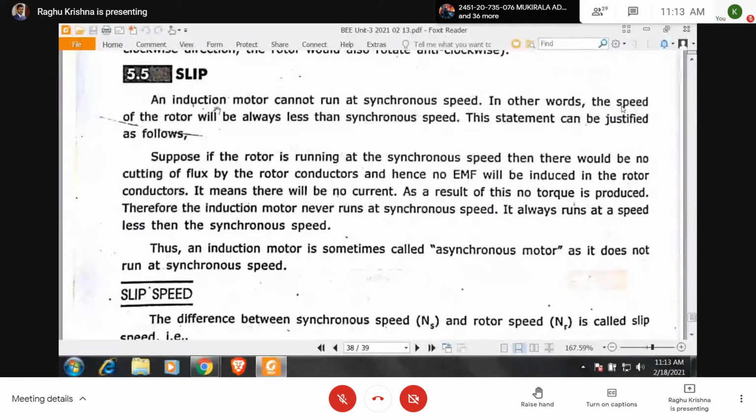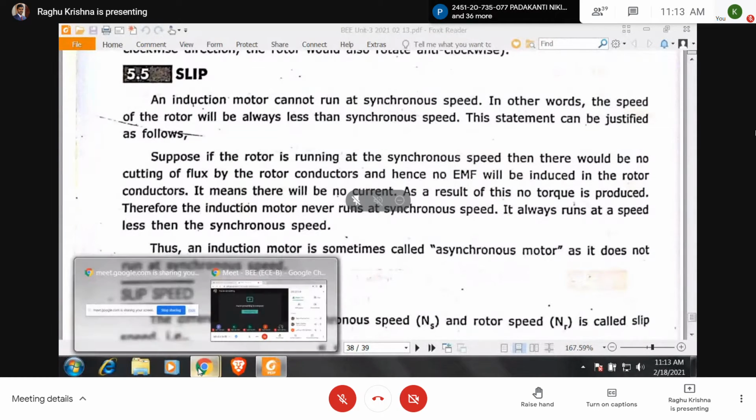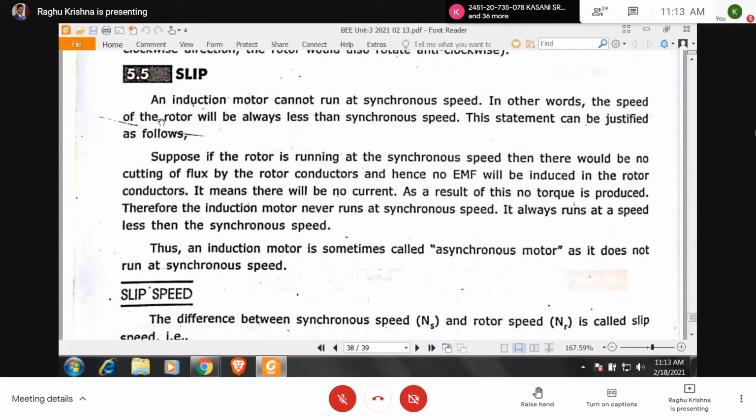For the short answer questions. See here, what is an induction motor cannot run at synchronous speed. The speed of the motor, that means the rotor speed, will always be less than synchronous speed. See here, in other words, the speed of the rotor will always be less than synchronous speed. So here, this statement can be justified as follows.